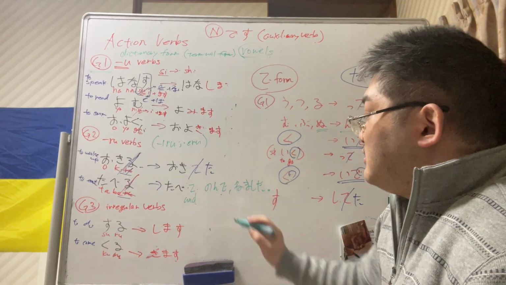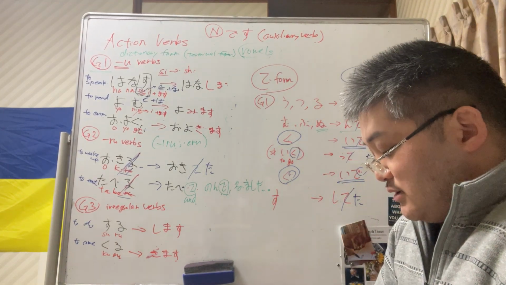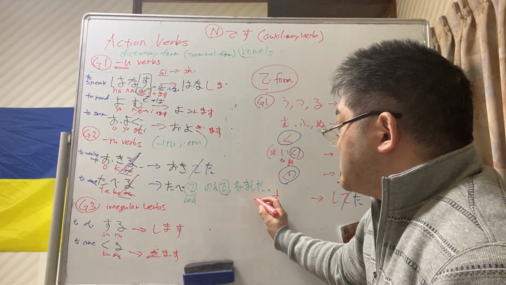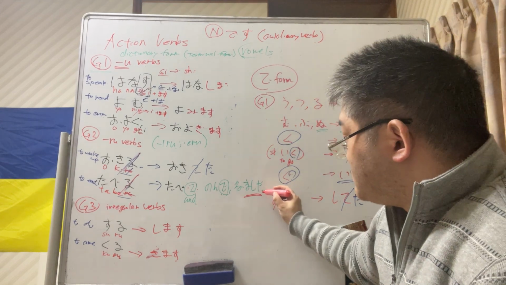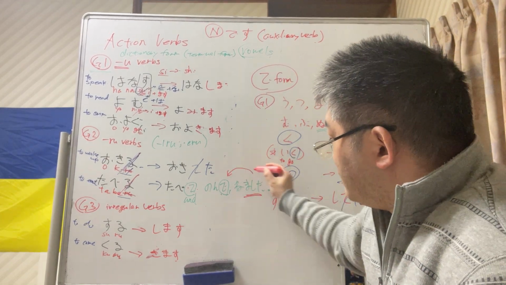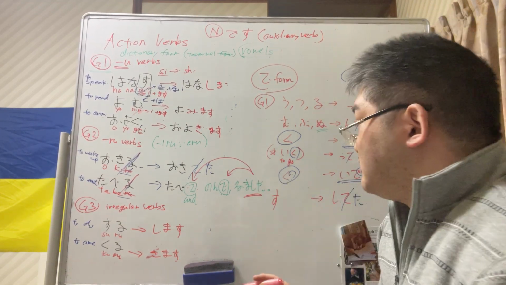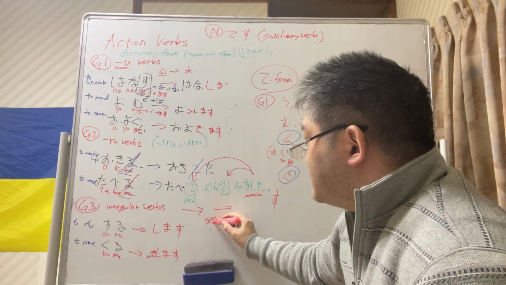Now, with this one, we don't know which tense it belongs to. The only way we can know what tense this is is by looking at the last verb. If this ends with mashita, then both of these are in the past, because this is sequential. It's a sequential event.